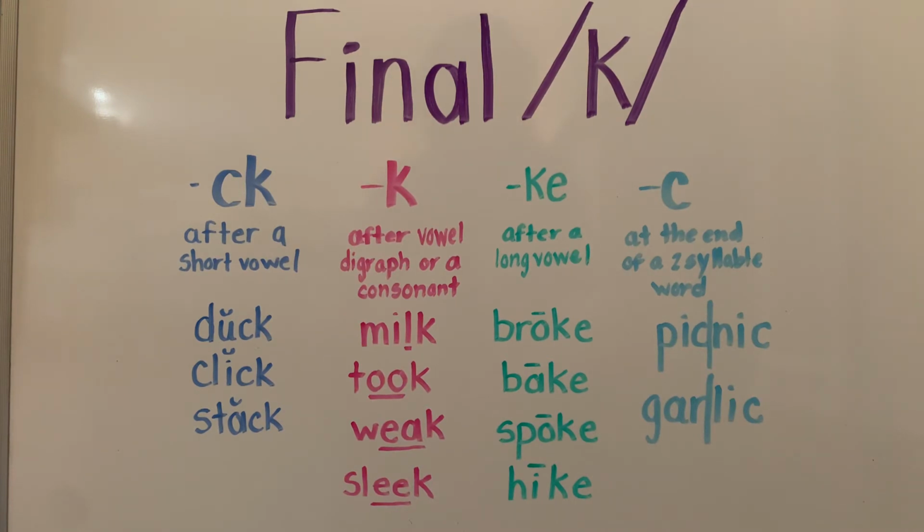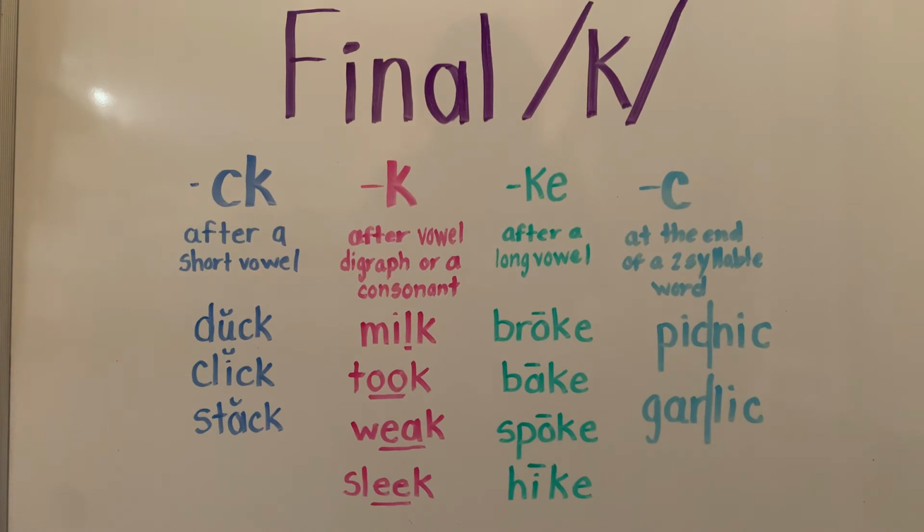And I went ahead and I coded that short vowel just so it stands out to you so you really notice it. D, short U. Click, short I. And stack, short A. So since there is a short vowel right before the K sound, we know it's going to be a CK digraph, making that K sound on the end.